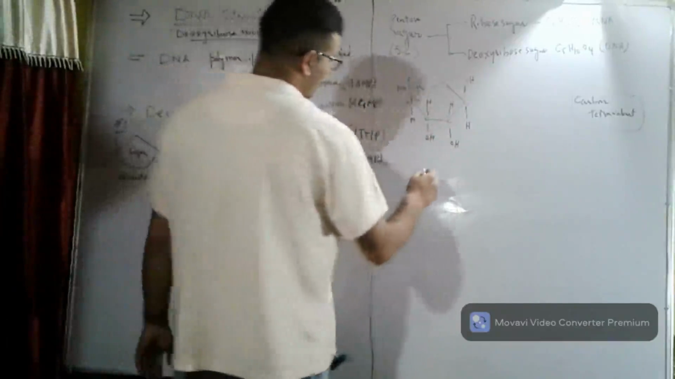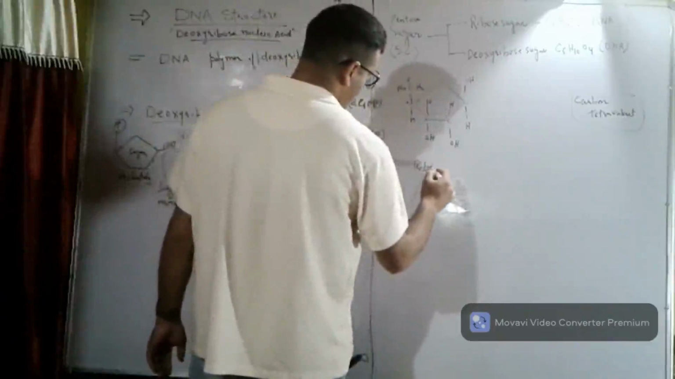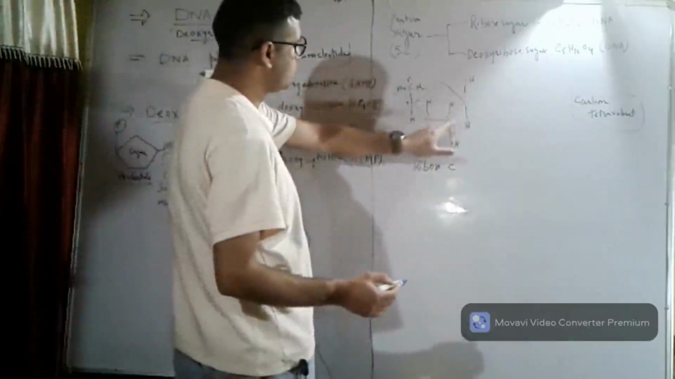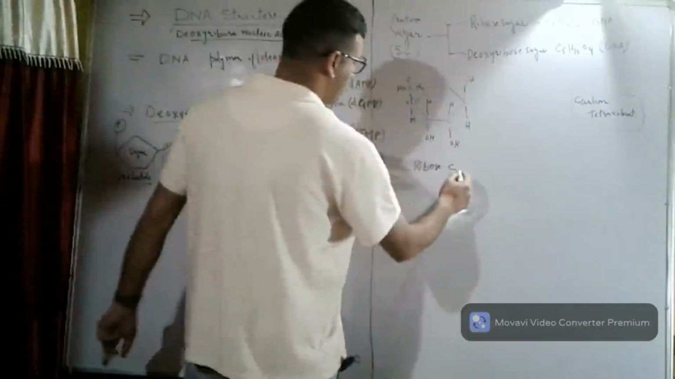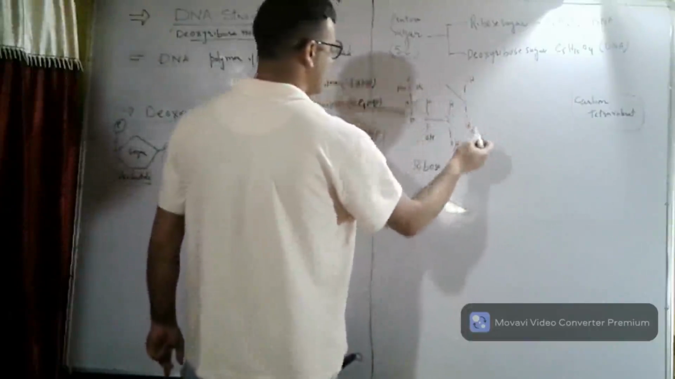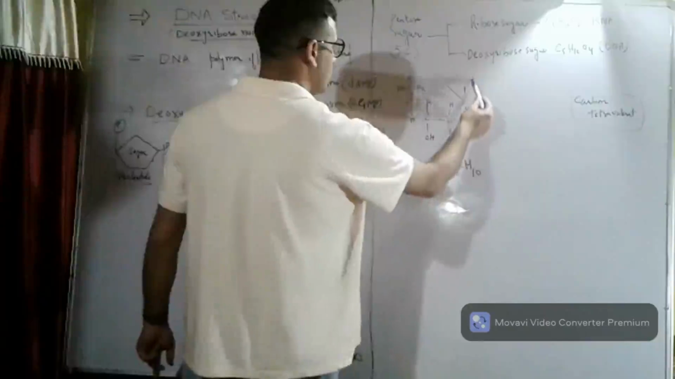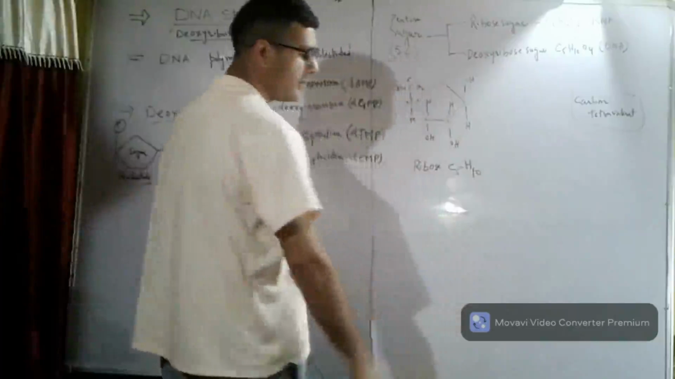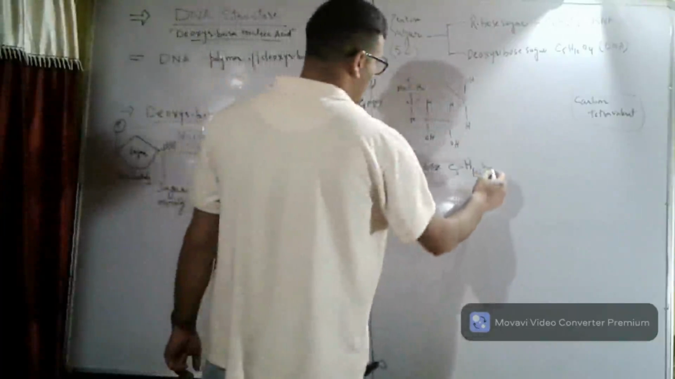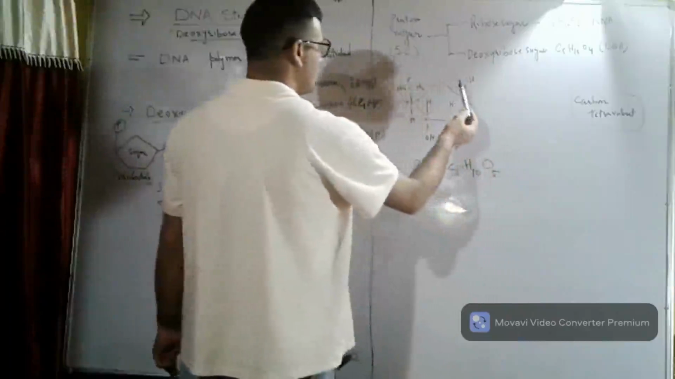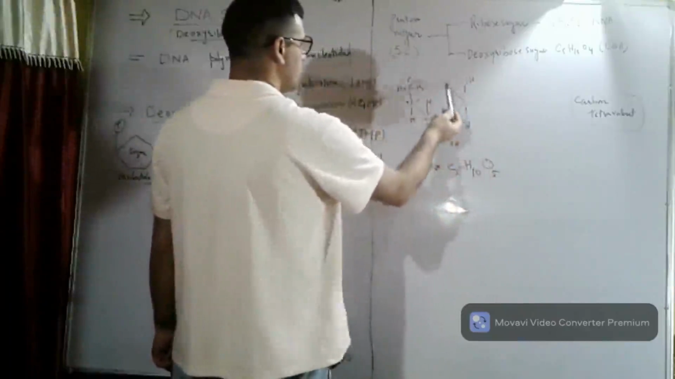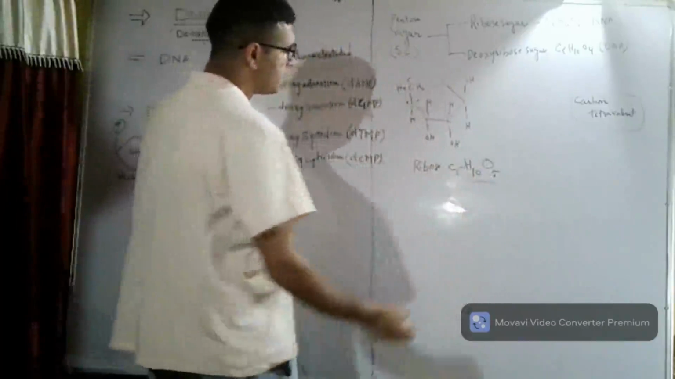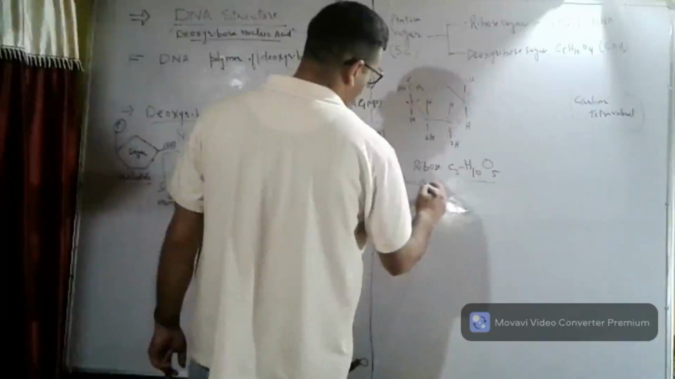This is the ribose sugar. We can calculate how many carbons: 1, 2, 3, 4, 5, so 5 carbon. How many hydrogen? Hydrogen will be 10. And how many oxygen? Oxygen will be 5. This is ribose sugar, and this ribose sugar is found in RNA.